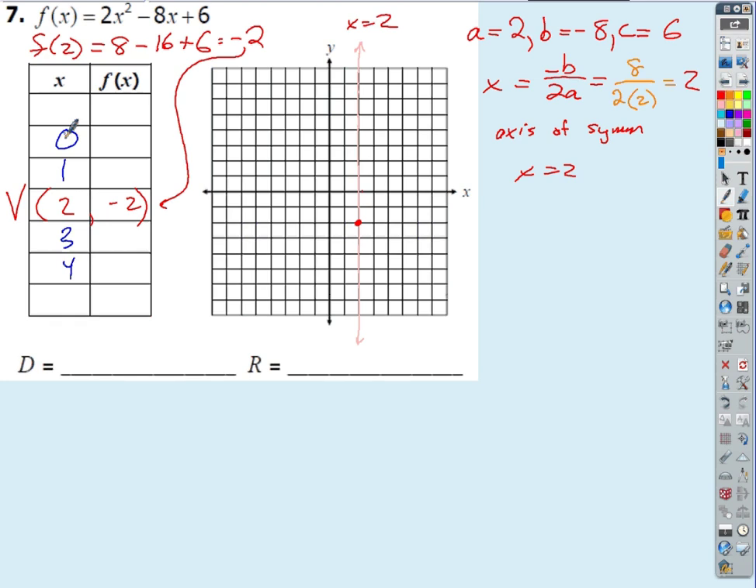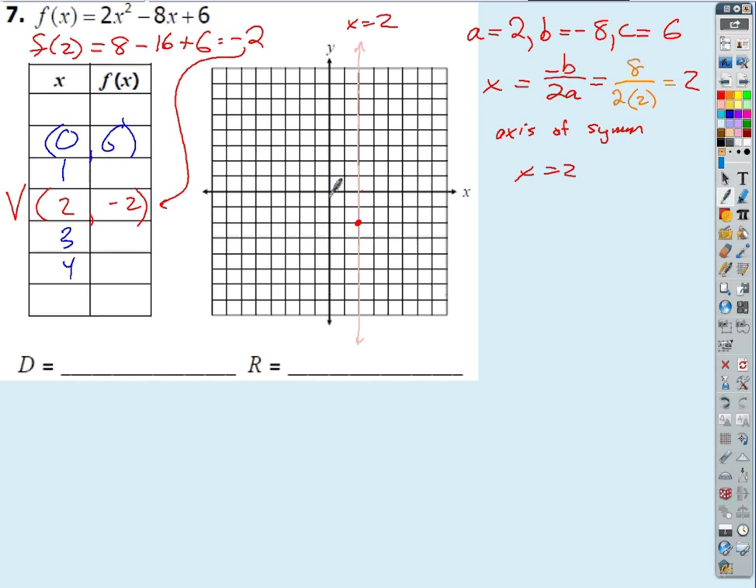Let me ask you this. 0 would be the easiest, wouldn't it? Do I want to pick points to the left of or the right of the axis of symmetry this time? Probably the left, because I'm getting smaller numbers that are easier to plug in. So you don't always have to go on the right side like we did last time. We could go on the left side. 0 is really easy. If I plug 0 into my function, what do I get? I get 0 minus 0 plus 6, don't I? So I get the point 0, 6.